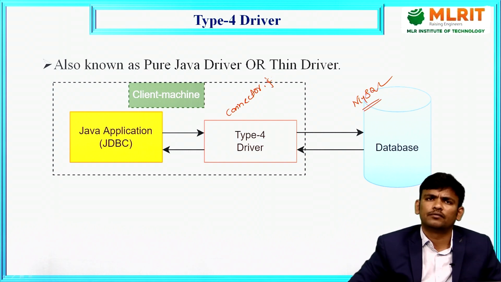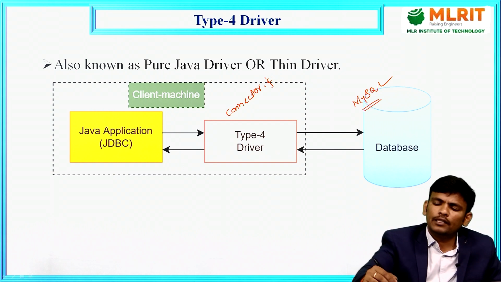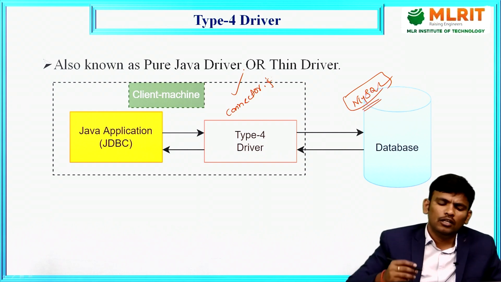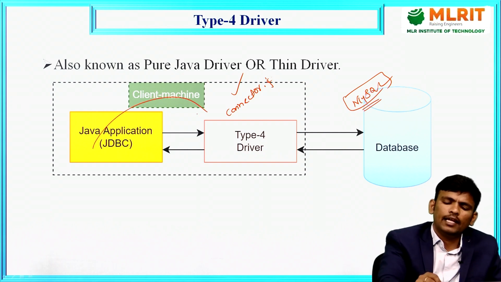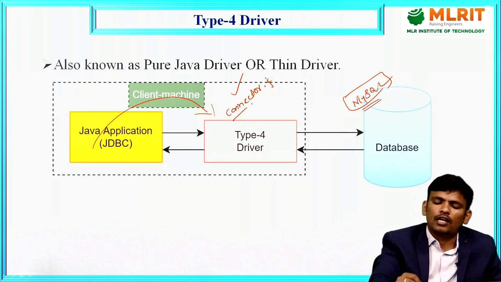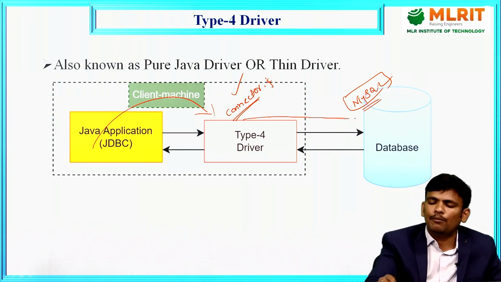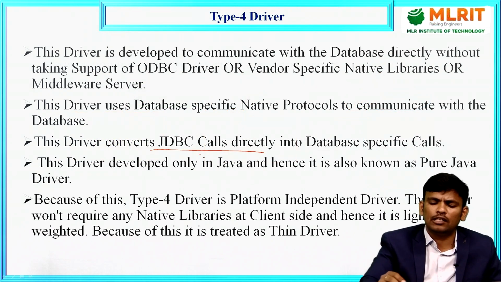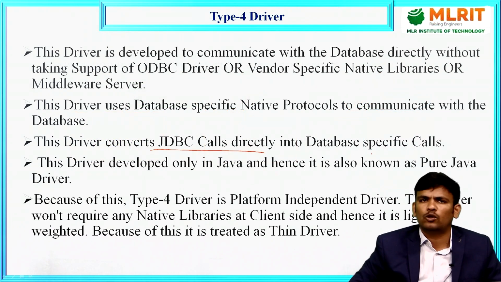Connector J driver. Now this Connector J is a driver which is provided by MySQL. All these protocols and everything will be defined in Connector J. So the Java application directly communicates with this driver, and these calls are directly understood by the database. This driver converts JDBC calls directly to database-specific calls.